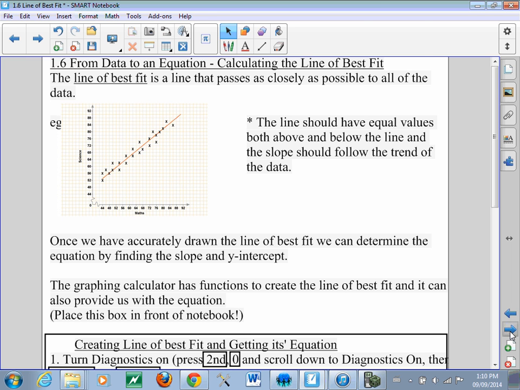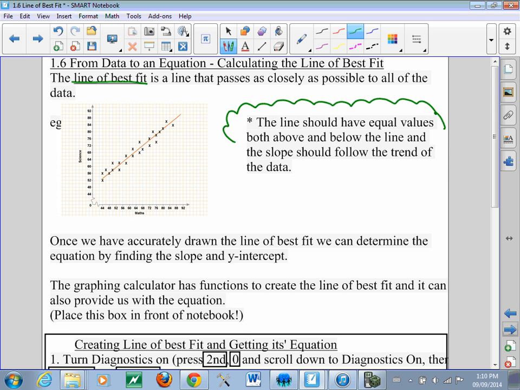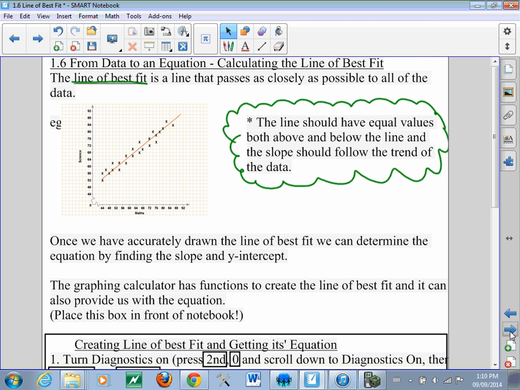And folks, you should know this definition. The line of best fit is a line that passes as closely as possible to all of the data points, or all the data. You probably want to bubble this and make sure that you know how to do this. The line should have equal values above and below the line, and the slope should follow the trend of the data. For example, in this graph, if I put a line through here, you'll notice that there's roughly the same amount of data on the left and the same amount of data on the right. However, my blue line is nowhere near the trend of the data.